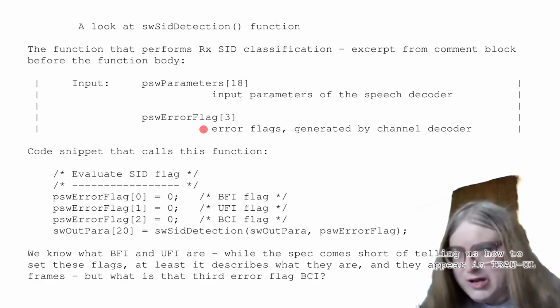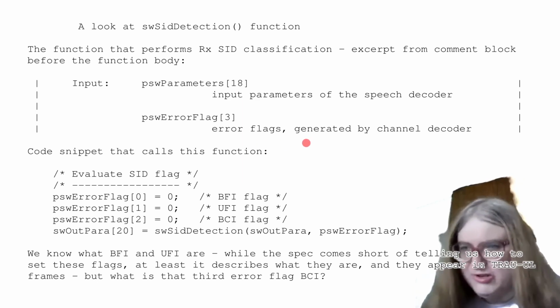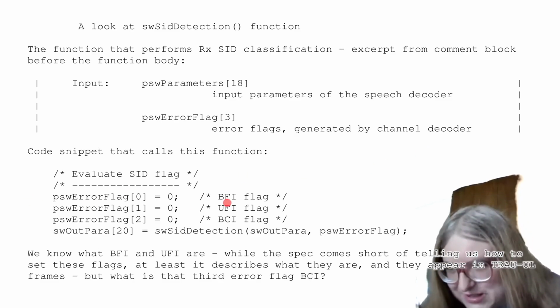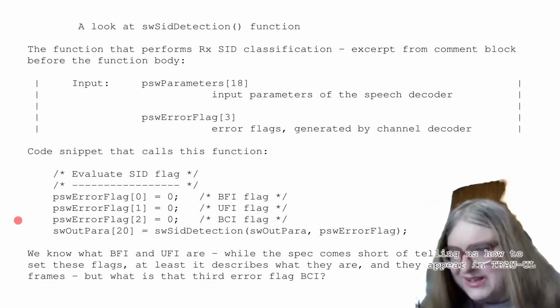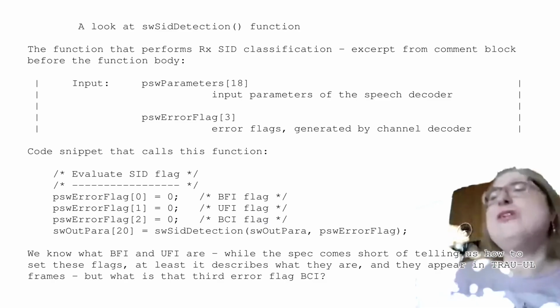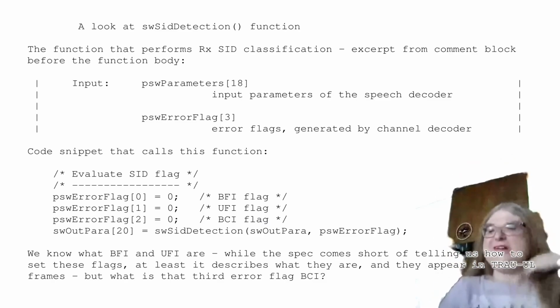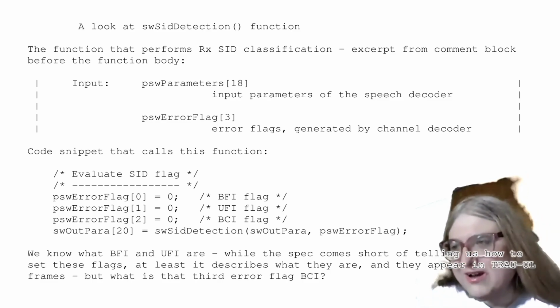Well, now you have these three error flags. And even the comment says that supposedly all three are just error flags generated by the channel decoder. And then we have these other comments that say what each flag is. BFI, UFI, BCI. What is BCI? Because we know from the specs what BFI and UFI are, but what in the world is BCI?